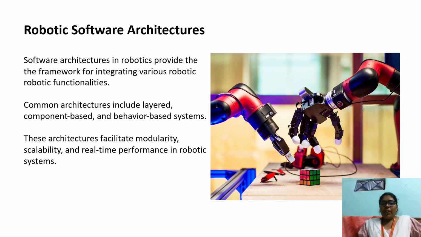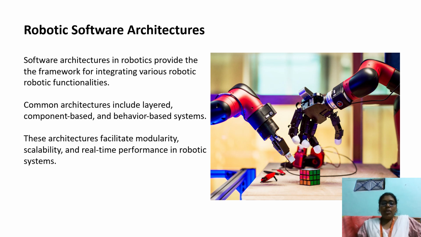So robotic software architectures means software architectures in robotics provide the frameworks for integrating various robotic functionalities. Commonly, architectures include layered, component-based, or behavior-based systems. These architectures facilitate modularity, scalability, and real-time performance in robotic systems.